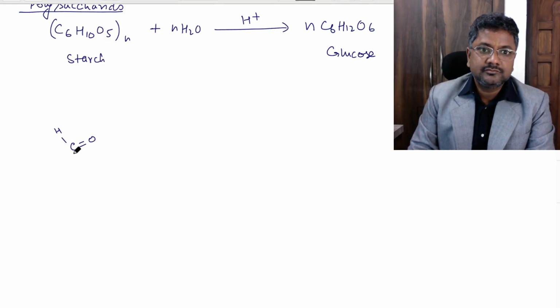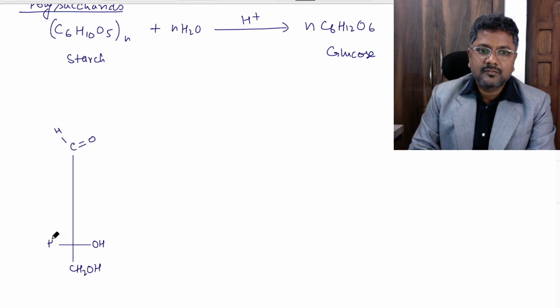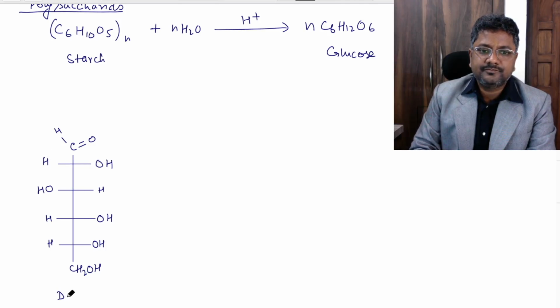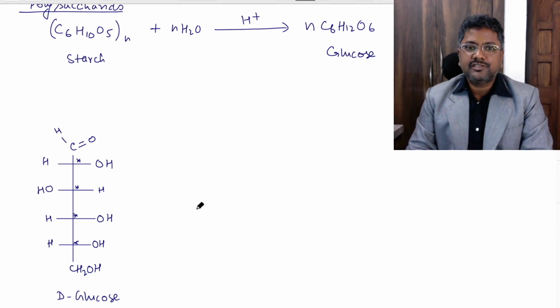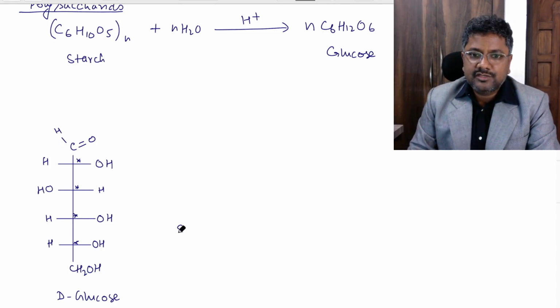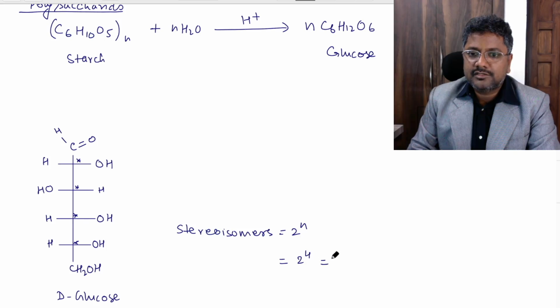Now one more thing, if you see the structure of glucose, this is the structure of D-glucose. How many stereogenic carbons are here? 1, 2, 3, and 4. So how many optical isomers? The total number of stereoisomers is equal to 2 to the power n. So 2 to the power 4 is equal to 16.